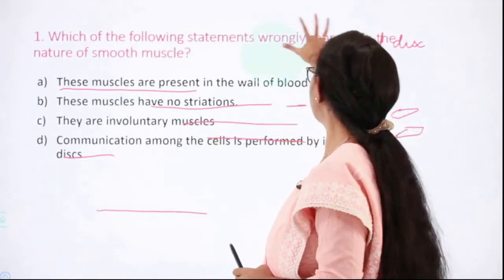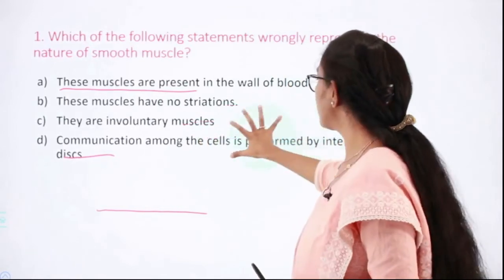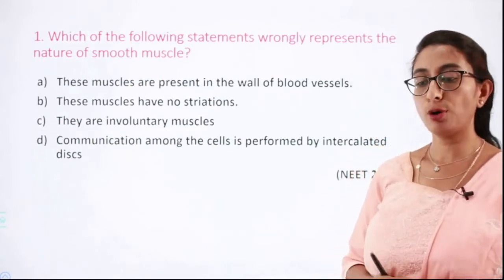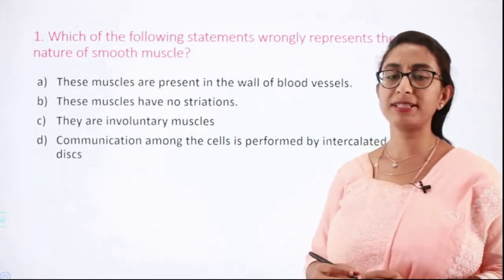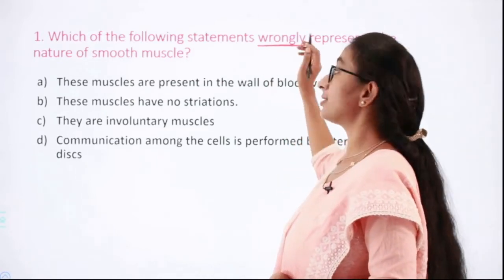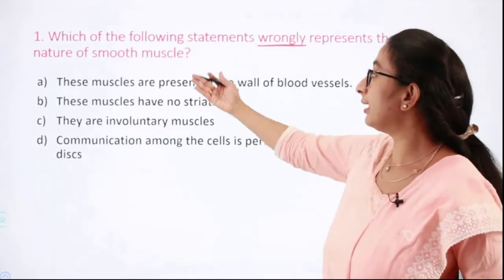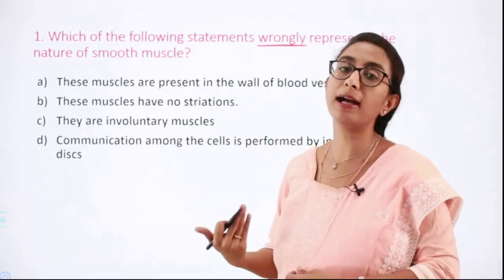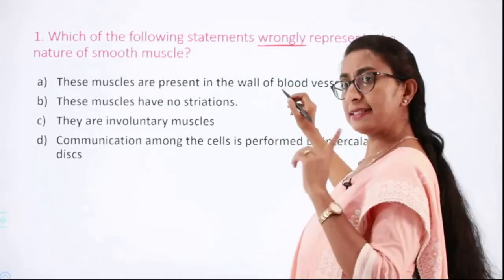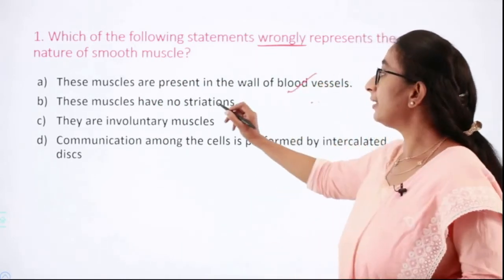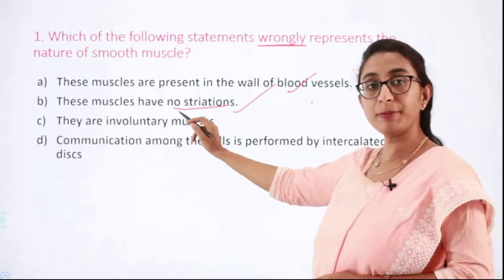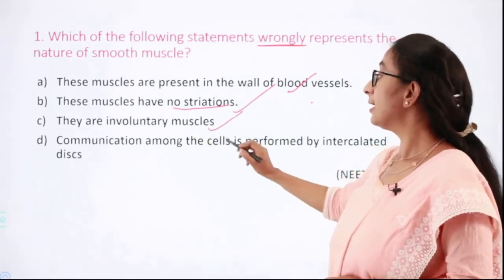So now we shall discuss a few questions which were asked in previous year NEET examinations. Which of the following statements wrongly represents the nature of the smooth muscle? They are asking which is wrong. They are not asking what is the right nature. They are asking, among these options, which of them is false with regard to smooth muscle. So they are present in the wall of blood vessels. That is true, right? Then they have no striations. That is also true. They are involuntary muscles. Yes, they are definitely involuntary.